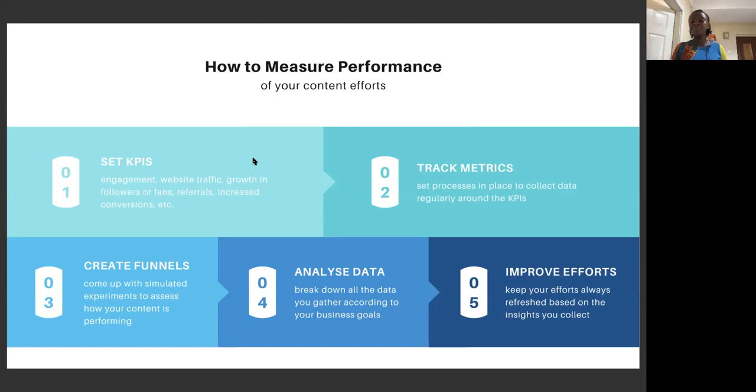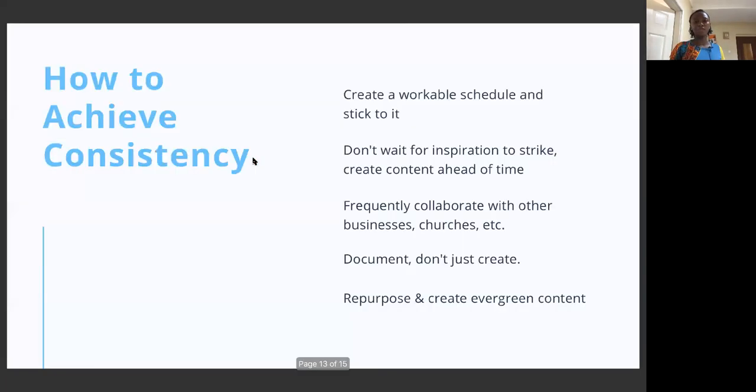So in measuring your content performance, you go to certain KPIs, key performance indicators that are relevant. You track the metrics for those key indicators. Then you create experiments that let you test some of your ideas or some of the funnels or some of the processes you think people should take to achieve a particular goal. Refine whatever it is based on the information you get from that. Analyze the complete data you get from all your efforts, and then you improve your efforts going forward.